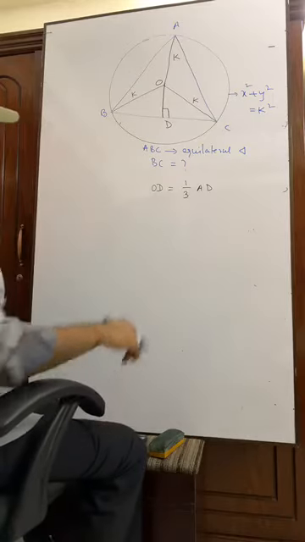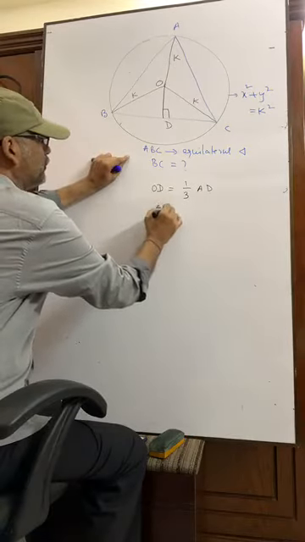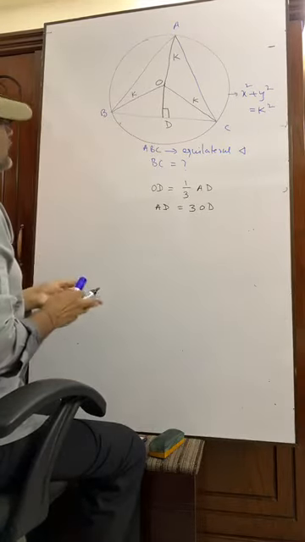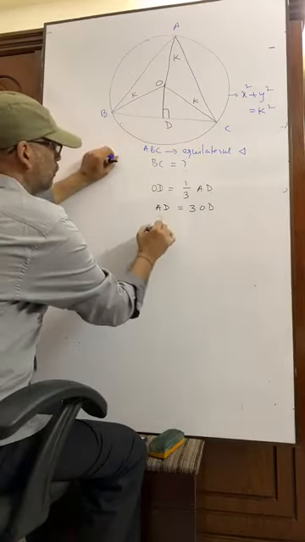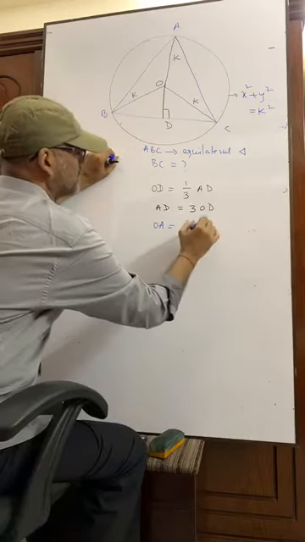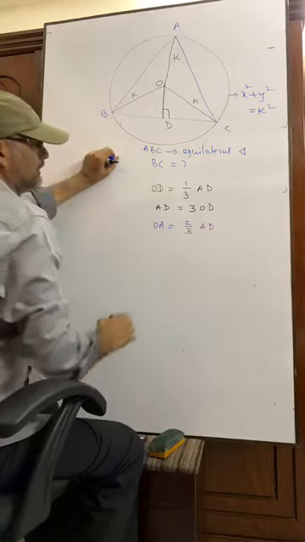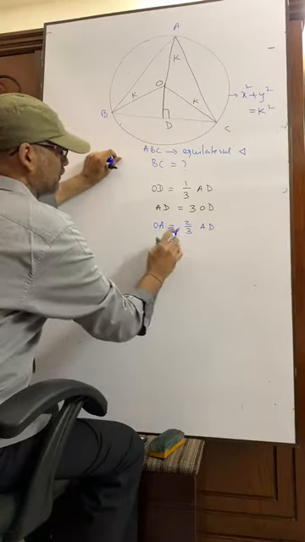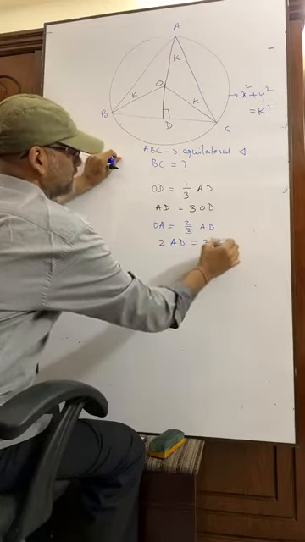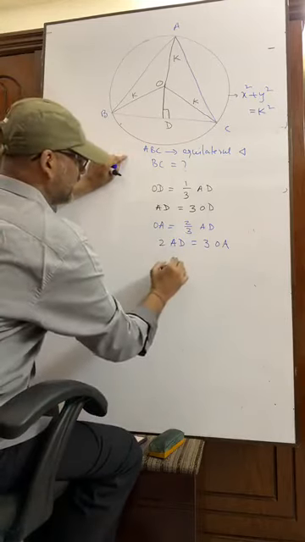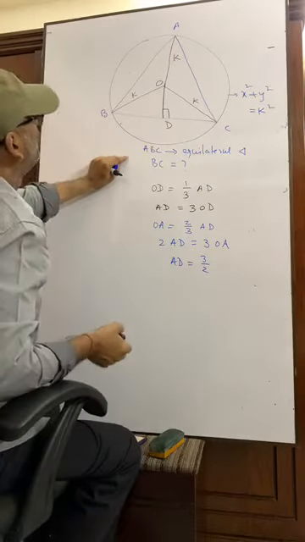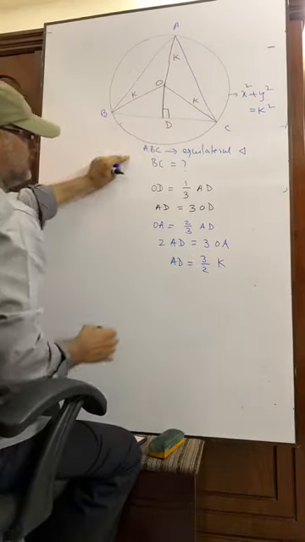Again, here we get AD equals to 3 OD. Again, we can write OA equals to 2/3 AD. That is twice AD equals to 3 OA. Here AD equals to, we get 3/2 OA. OA means what? OA means K. K. What we are getting?